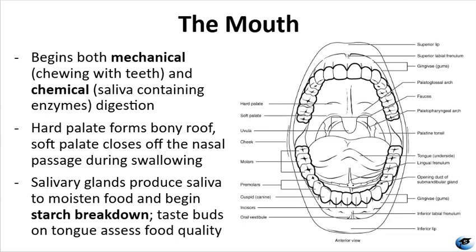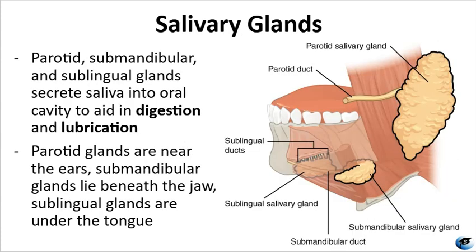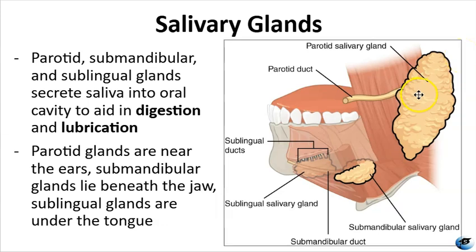There are three major pairs of salivary glands: the parotid, submandibular, and sublingual glands. All of these secrete saliva into the oral cavity, helping to moisten food and start digestion, and lubricate the mouth for easier chewing and swallowing.